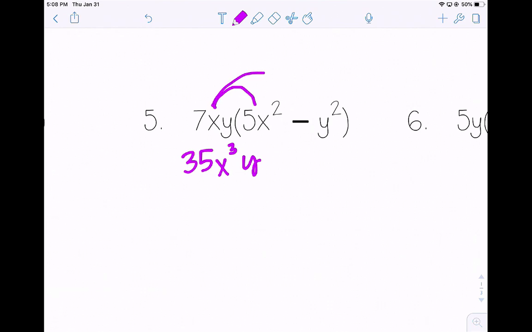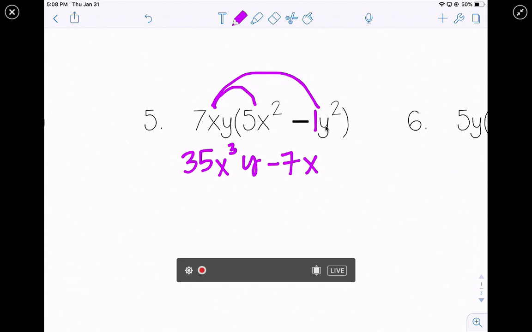All right, and then we do 7xy times -y squared. That's a -1. So 7 times -1 is -7. This one doesn't have any x's, but I'm putting this x with it, so I need to put that first because it goes in alphabetical order. Then this one already had 2 y's, put another y with it. That now becomes y cubed.